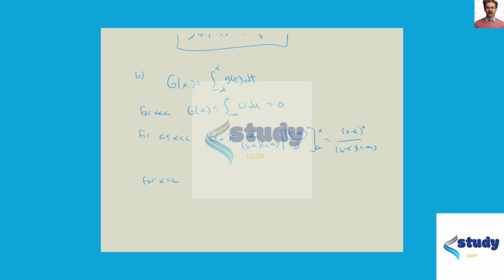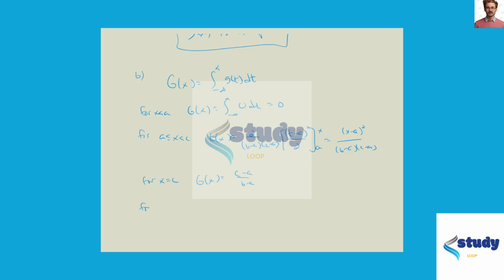For x equals c, I won't write it all out, but it would be the integral from negative infinity to a of 0 dt plus the integral from a to c of 2 times t minus a over b minus a times c minus a dt plus the integral from c to c of 2 over b minus a dt, which is equal to c minus a squared over b minus a times c minus a, which ends up being c minus a over b minus a.